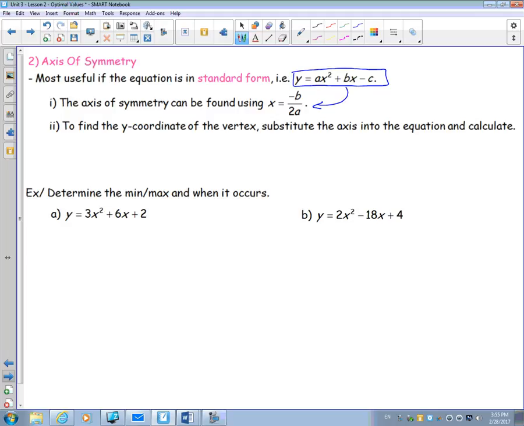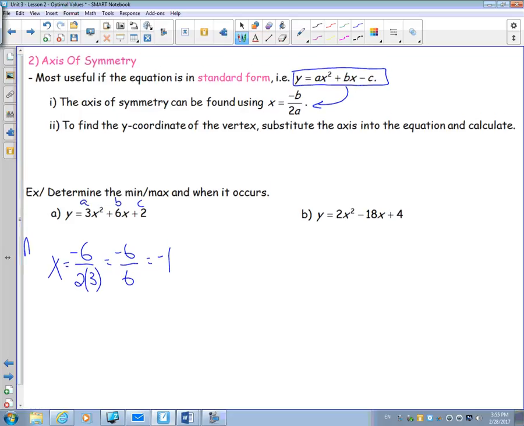Once I know my axis, I can always plug that into my equation and get my vertex the same way we did previously. So I'm going to do the same question, just looking at a different form. So A, B, and C. I want to find my axis of symmetry by skipping the 0 step. So I'm going to take the negative b over 2 times a. Negative 6 over 6 is negative 1. There's my axis of symmetry.